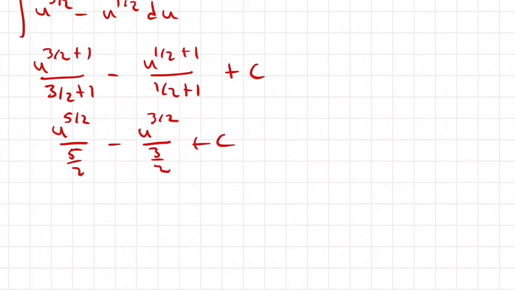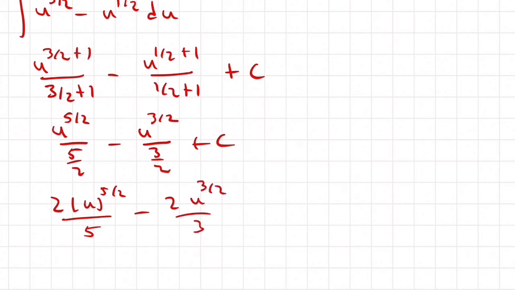As you can see, this is a complex fraction, so we're going to rewrite it. And when we rewrite the complex fraction, this should be 2 multiplied by u to the 5/2 over 5, minus 2 times u to the 3/2 over 3, plus c.